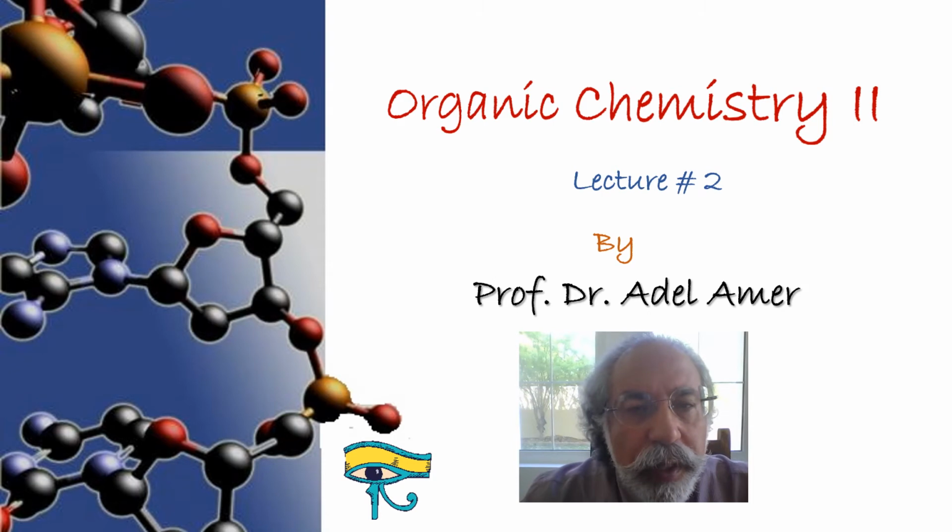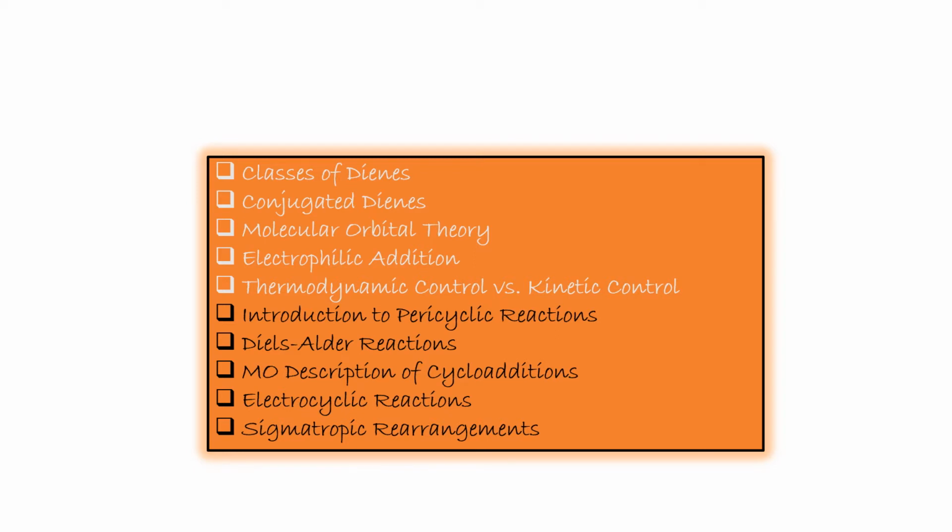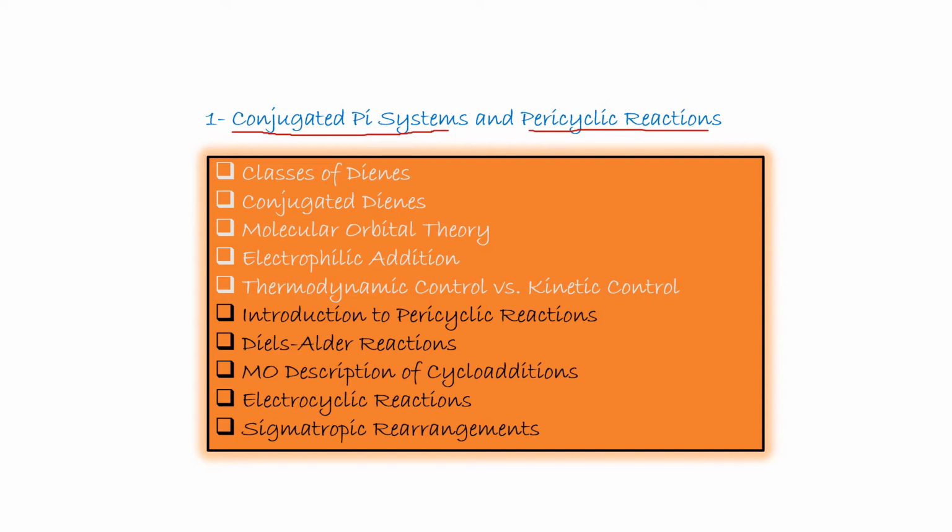Hello everyone. Welcome to lecture 2, Organic Chemistry 2. Today we will continue on chapter 1, Conjugated Pi Systems and Pericyclic Reactions. In the previous lecture, we covered classes of dienes, conjugated dienes, molecular orbital theory, electrophilic addition, and thermodynamic control versus kinetic control. Today, we will talk about an introduction to pericyclic reactions and Diels-Alder reactions.